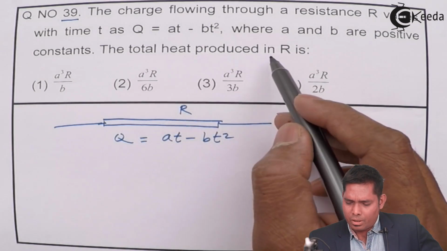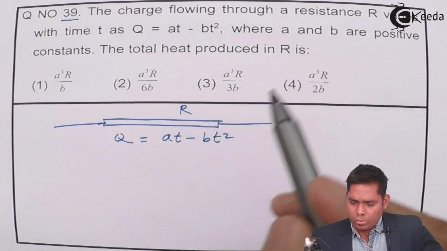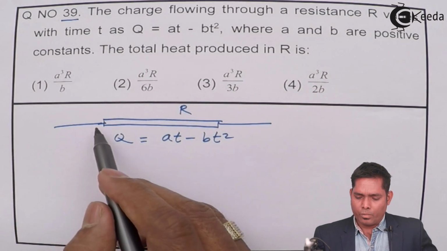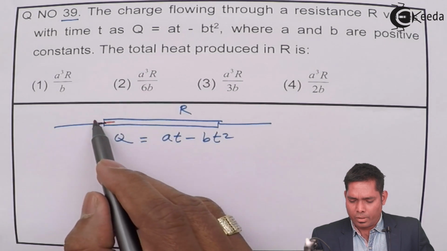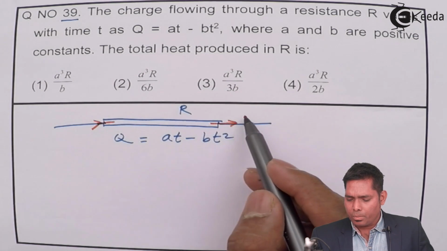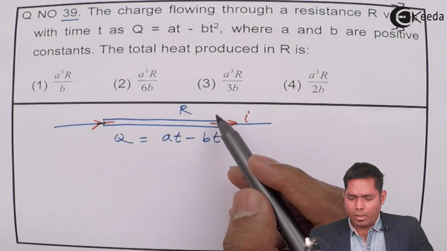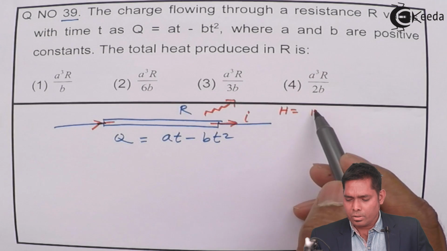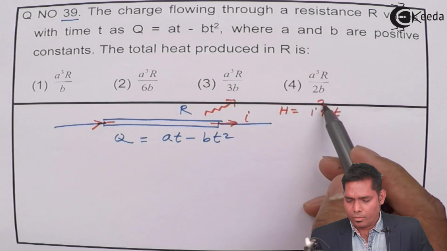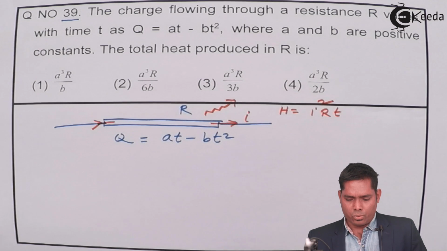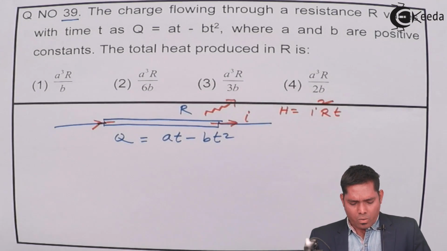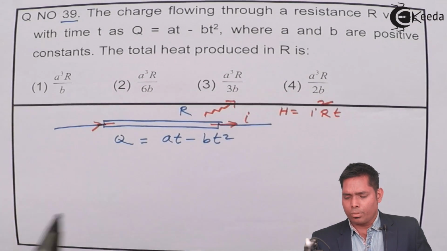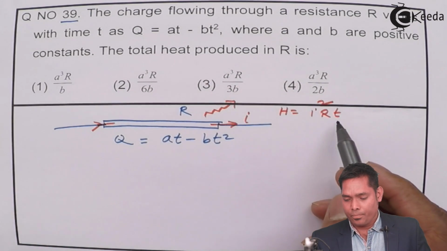The total heat produced in the resistor R is, so how much heat is produced from this resistor as the current flows? Because the charge is flowing means current is flowing. When the current flows through this, suppose I is the current, then the heat that is produced from this conductor is equal to I square RT. This is the formula for heat produced.